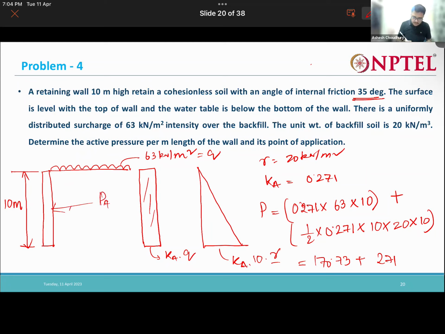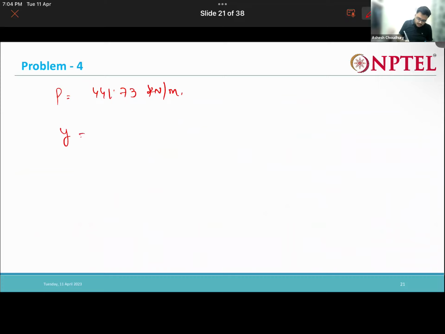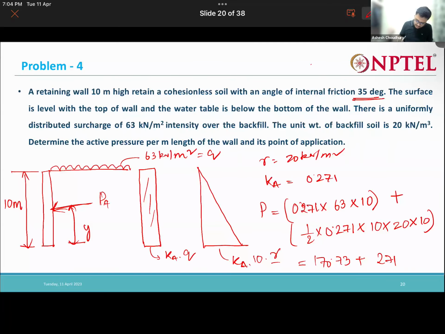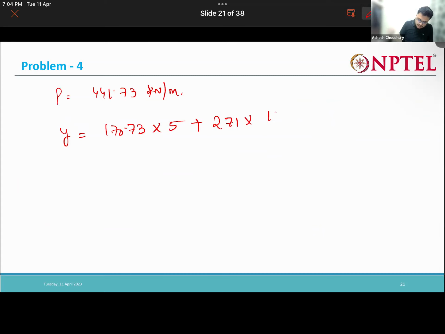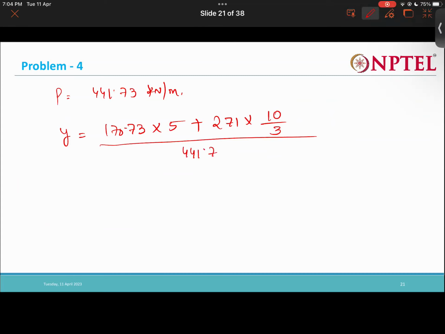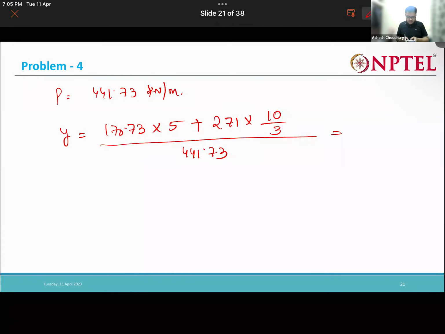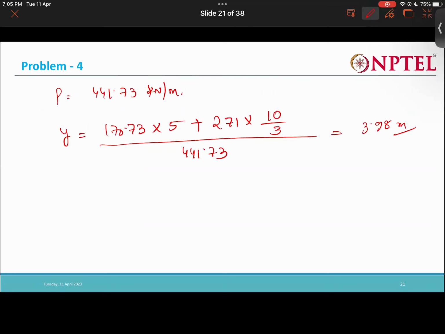Now for the point of action of PA, y bar is equal to 170.73 into 5, plus 271 into 10/3, divided by the total. This will be 3.97 meter. Okay, 3.97.